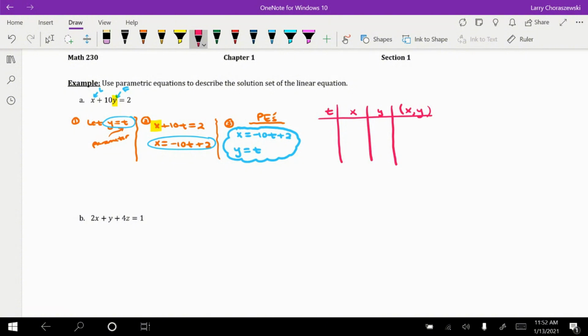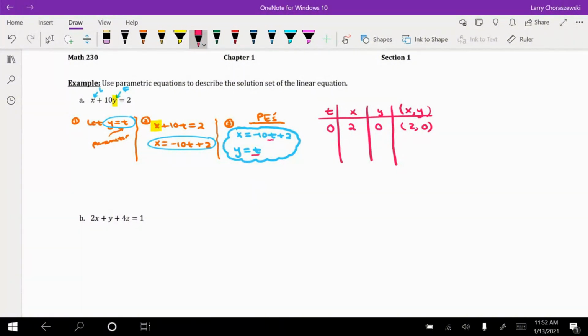Would anybody like to pick a random value of t for us? 0. Okay, let's use 0. So we would plug 0 into the t for the equation for x. That's going to be -10 times 0 plus 2. That means x is 2 and t is 0. And when t is 0, y is automatically 0. So one of our solutions to the system would be (2, 0).